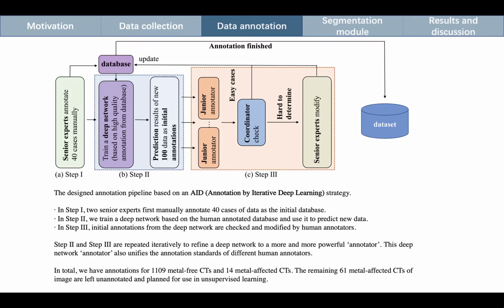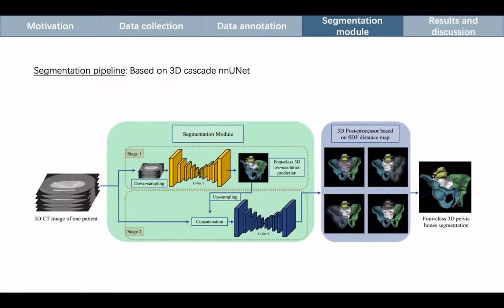In the last round, only minimal modification is needed by human experts. In total, we have annotations for 1,109 metal-free CTs and 14 metal-affected CTs. The remaining 61 metal-affected CTs are left unannotated. We plan to use them in an unsupervised setting.